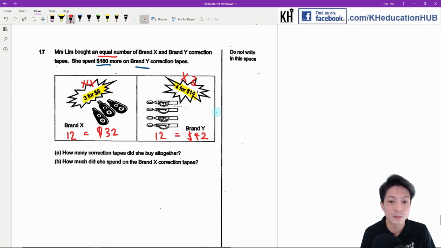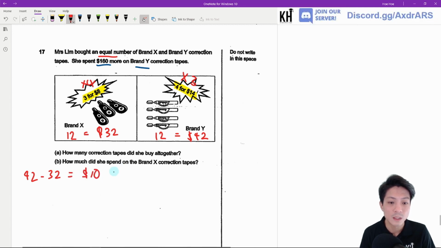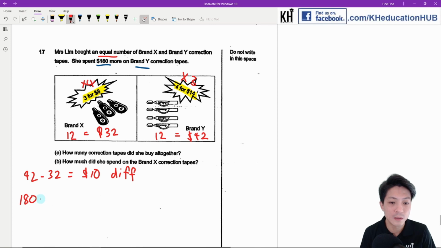Where should I write it? Okay, now I'll just write it here. 42 minus 32 is equals to 10. Okay, this is the difference. So which means that the next step, I'm gonna use $180 divide by 10. Okay, to find out how many groups are there. There's 18 groups.